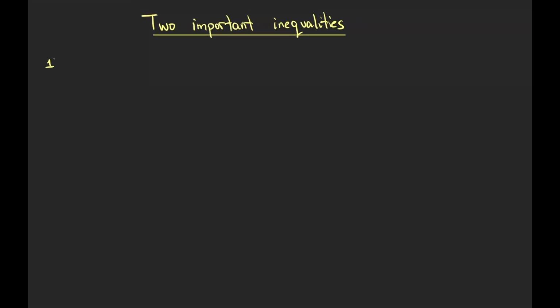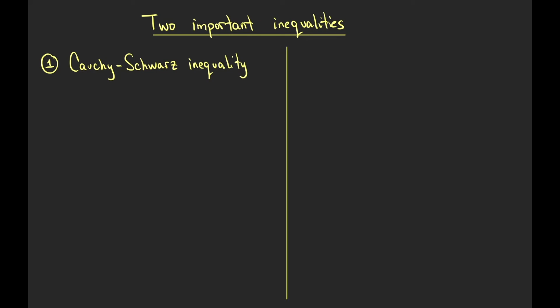Okay, next I'm going to discuss two important inequalities. The first is the Cauchy-Schwarz inequality. Okay, what does the Cauchy-Schwarz inequality say? The statement says that for every pair of vectors x and y in Rn, if you look at x dot y and take the absolute value, it's at most the length of x times the length of y.